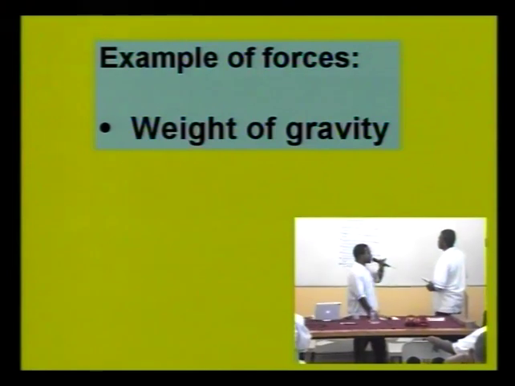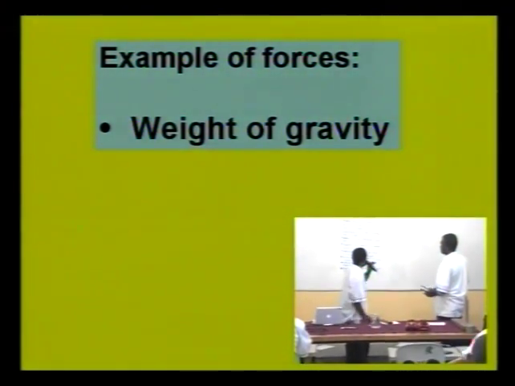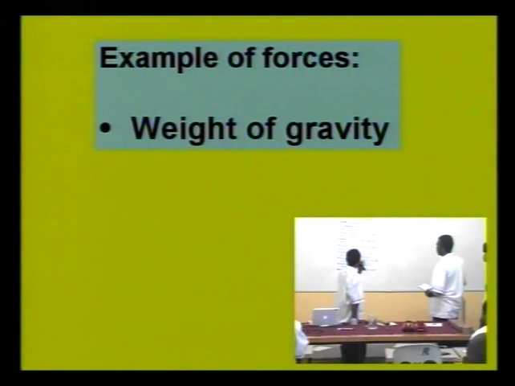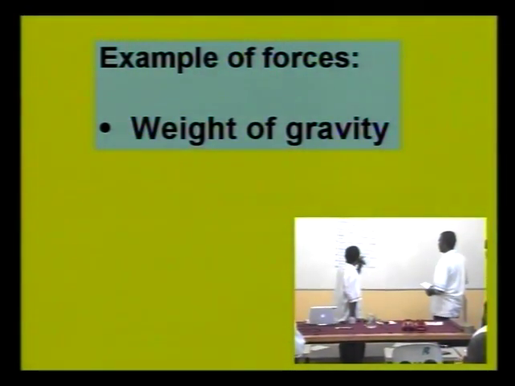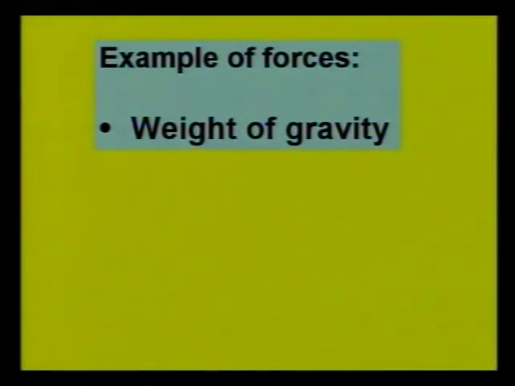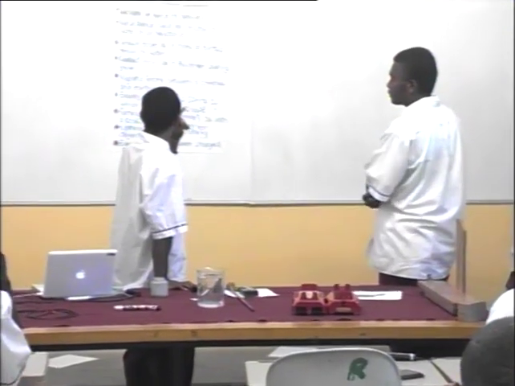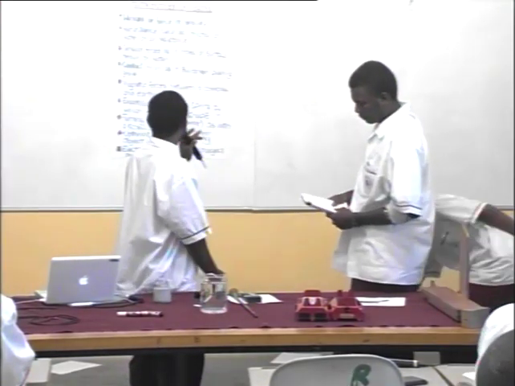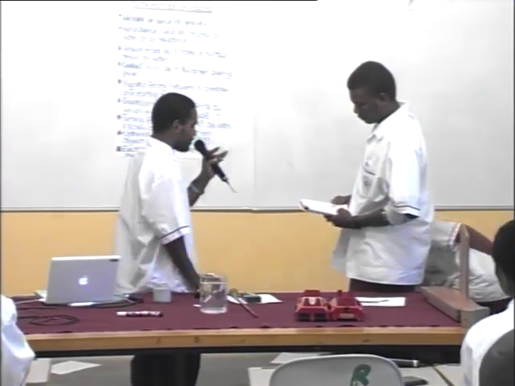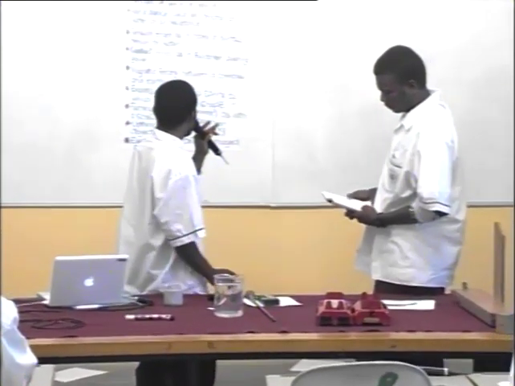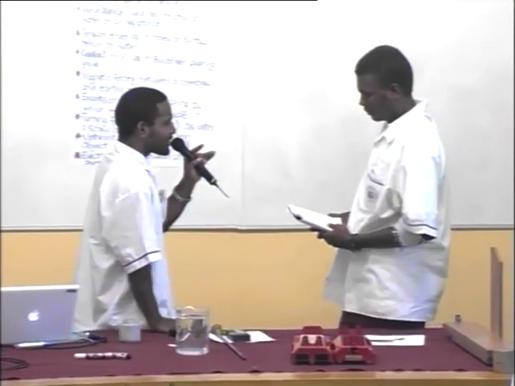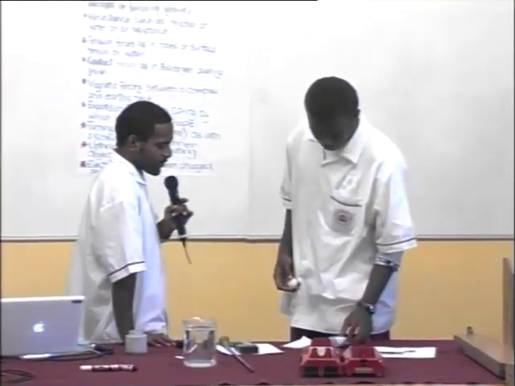Number one, weight or force of gravity, is not a contact force but a field force, because gravity does not need anything to come into contact with. It is only the field of the earth, the magnetic field inside the earth's crust, that pulls things down. So Josh will show us how it works. Josh, can you take the ball out?